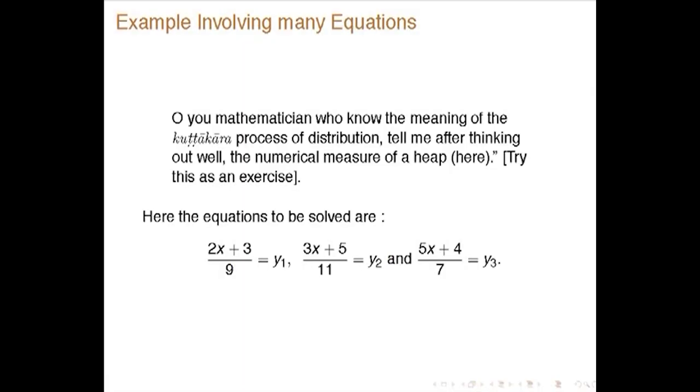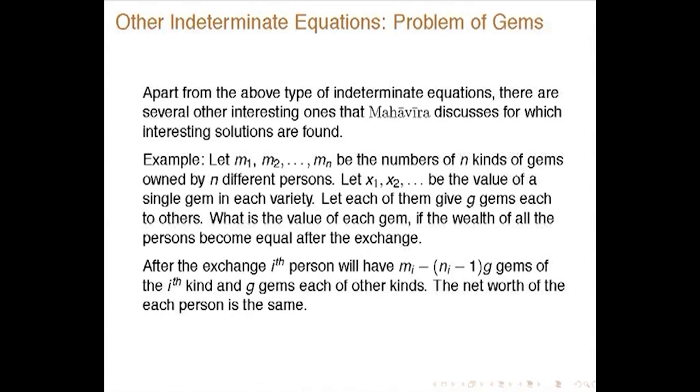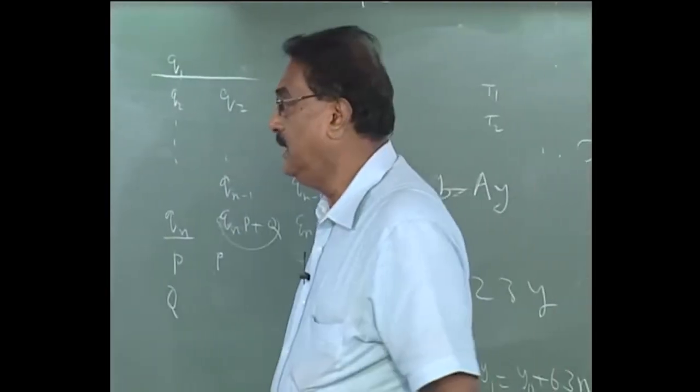So, clearly, essentially, what you have to do is 2x plus 3. Among the 2 heaps, after it was divided among 9, 3 was the remainder. (2x plus 3) by 9 is equal to y1, (3x plus 5) by 11 is equal to y2, (5x plus 4) by 7 is equal to y3. So, the 3 indeterminate equations you have to solve, and you can solve it, you just have to look at the procedure a little more in detail and you will be able to arrive at it.